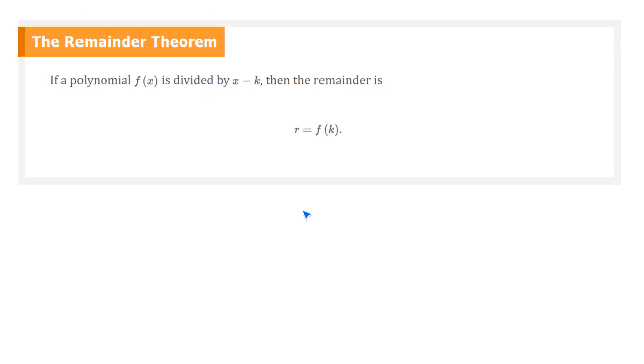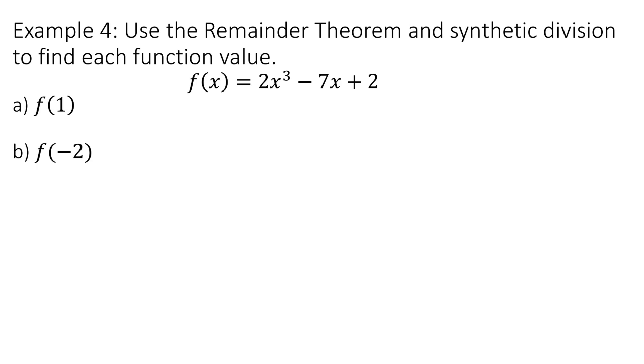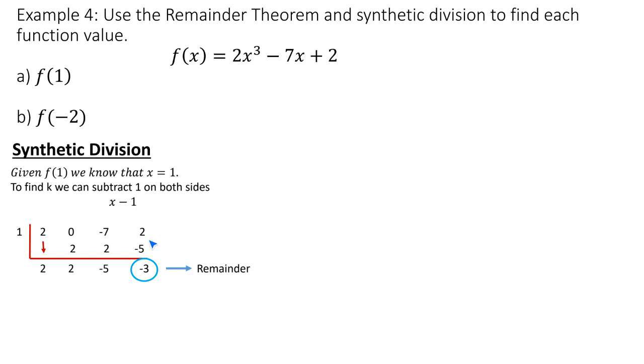Okay. So now the next little section that we're going to have here is called the remainder theorem. And it tells us if a polynomial f of x is divided by x minus k, then the remainder is going to be r equals f of k. And so you'll see what it means here with the next example. So you have f of x equals 2x cubed minus 7x plus 2. And it says use the remainder theorem and synthetic division to find each value. So I'm going to start with synthetic division.